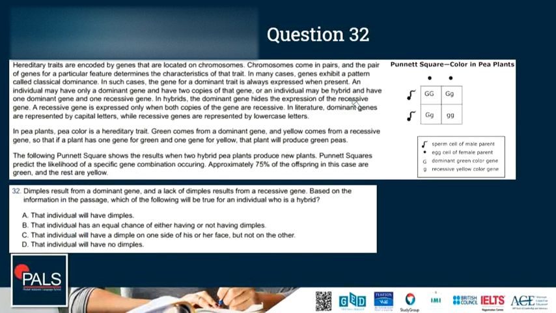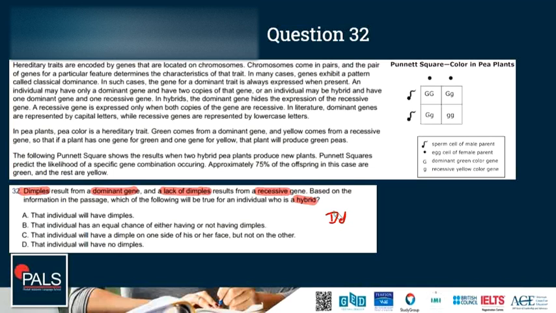Question 32 refers to the same information. Dimples result from a dominant gene and a lack of dimples results from a recessive gene. So, dimples, dominant, no dimples, recessive. Based on the information in the passage, which of the following will be true for an individual who is a hybrid? So, dimples, big D, no dimples, small d.